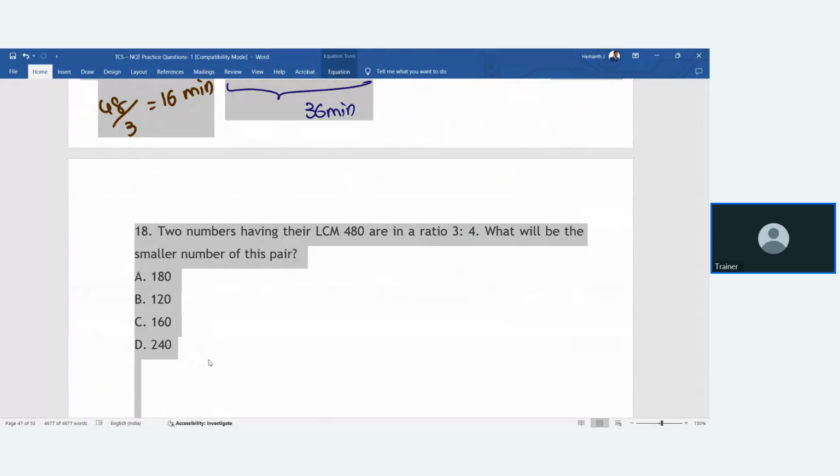Now, two numbers have their LCM 480 and are in a ratio 3:4. What will be the smaller number of this pair? So the smaller number must be divisible by 3. There are many options which are divisible by 3.